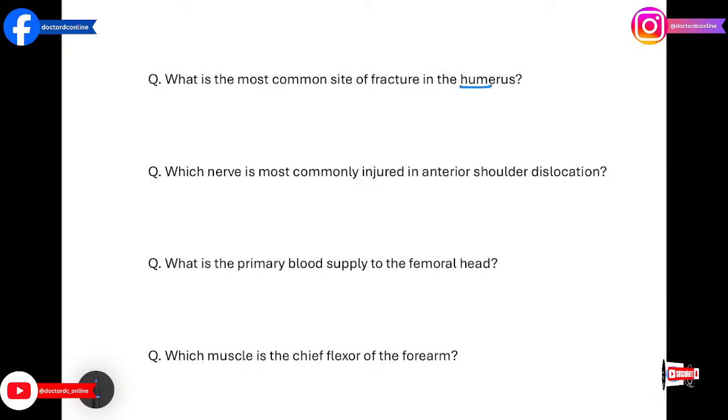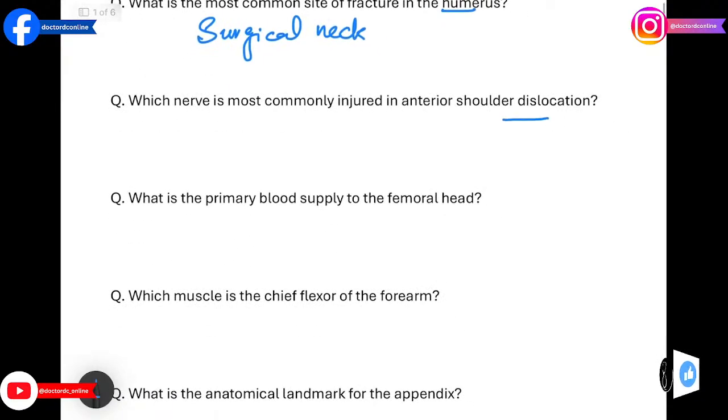The first question is, what is the most common site of fracture in the humerus? And the answer is surgical neck, because this region is prone to fracture due to its anatomical narrowing below the humeral head. The next question is, which nerve is most commonly injured in an anterior shoulder dislocation?